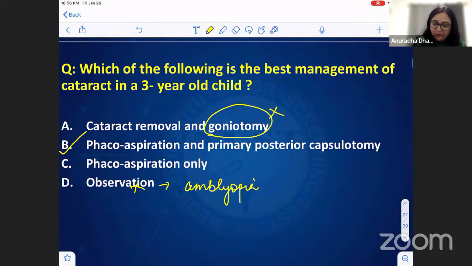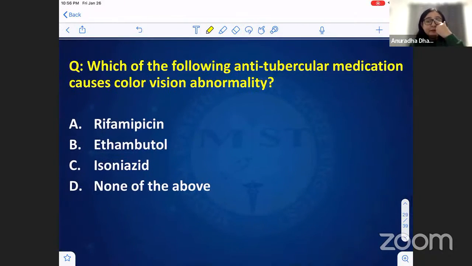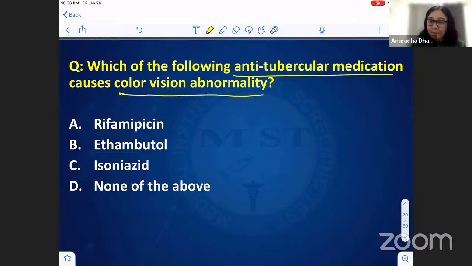Okay, so again, a good and straightforward question. This time there were a lot of questions based upon neuro-ophthalmology, nearly 4 questions or so. One of these was: which of the following antitubercular medications causes color vision abnormality? Because tuberculosis is so common, a lot of people are put on ATT to treat it. So one of these ATT drugs can cause color vision abnormality.